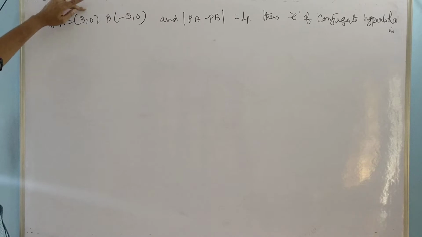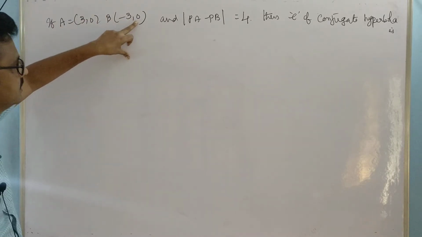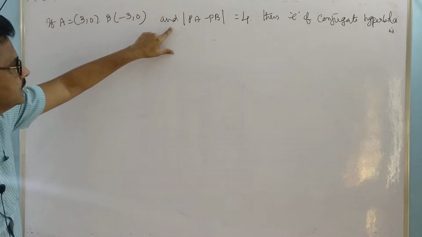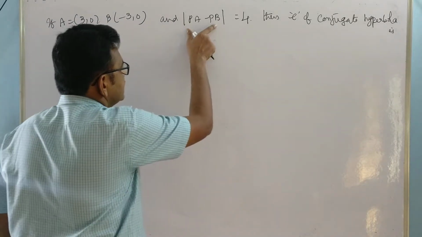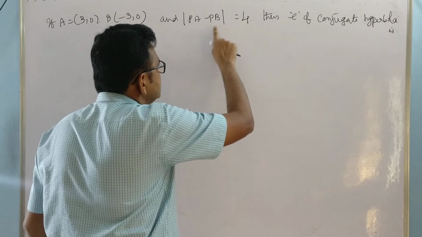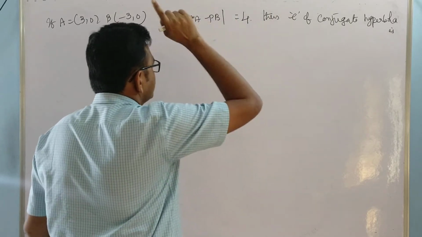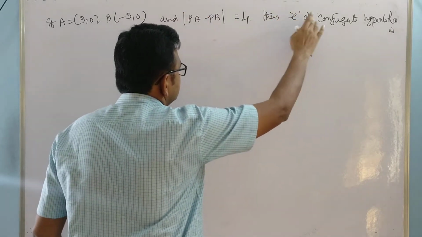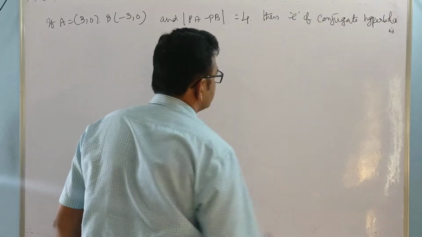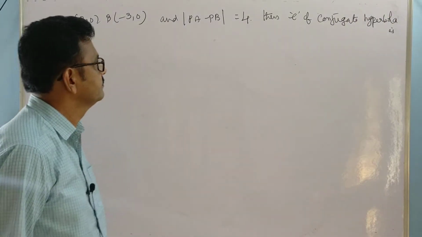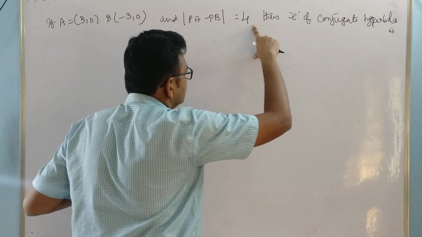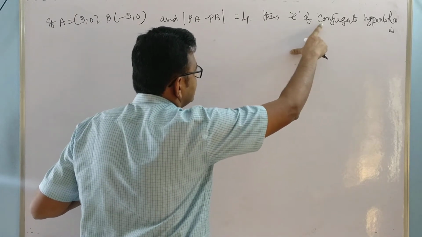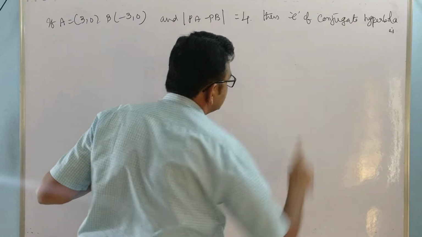A is (3, 0), B is (-3, 0). The locus of the point P such that mod of PA minus PB equal to 4 is a hyperbola. Then the eccentricity of its conjugate hyperbola. So that is the question. The locus of the point P is a hyperbola. Then the eccentricity of its conjugate hyperbola.